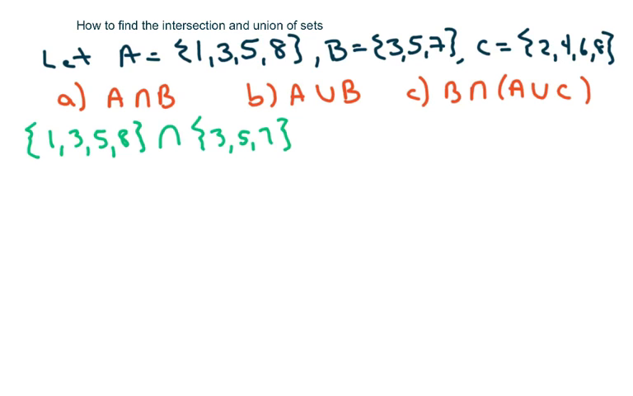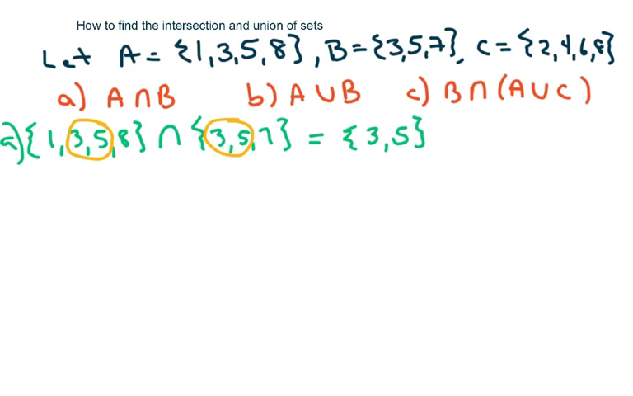Remember, the intersection is where they have both in common. It's like an and. So what's in both of these sets? That would be the set of 3, 5. These are the only two numbers that are in common with both sets A and B.